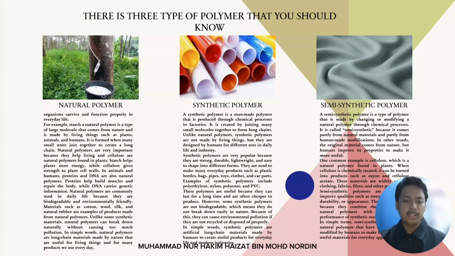Natural polymers are commonly used in daily life because they are biodegradable and environmentally friendly. Materials such as cotton, wool, silk, and natural rubber are examples of products made from natural polymers. Second, synthetic polymer. A synthetic polymer is a man-made polymer that is produced through chemical processes in factories.